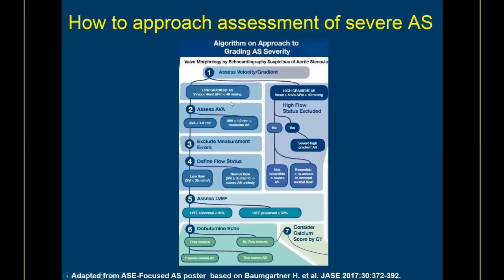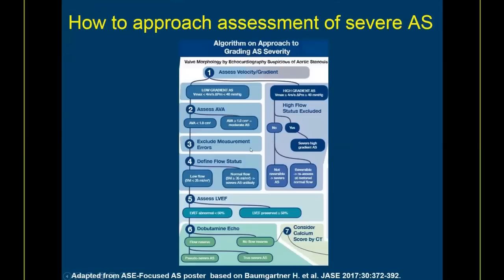If you do have low gradient AS, that's when you want to calculate your aortic valve area. Because if you have an aortic valve area that's greater than 1.0 centimeters squared, you essentially have just moderate AS, because all three criteria are consistent with moderate aortic stenosis. There's no criteria that's consistent with severe aortic stenosis. The issue comes when you have a calculated aortic valve area less than 1.0. And at that point, it's always important to exclude measurement errors.